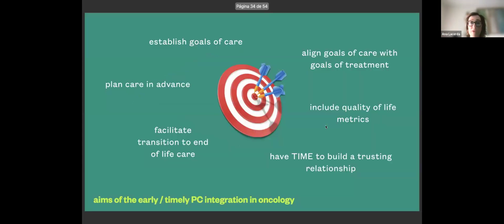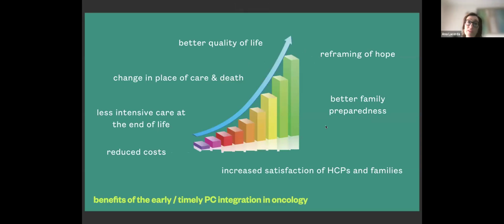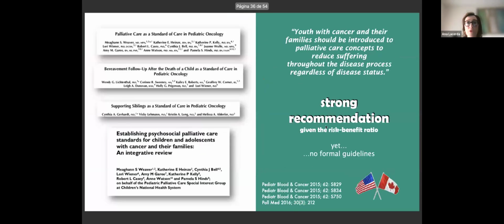But these are not opposing values, because really the aims of the early integration of palliative care into pediatric oncology, I think we can all support and align with these aims. This is what we want for our children and families. And the benefits are increasingly being recognized, and they go from a better quality of life, increased satisfaction of families, but also of healthcare professionals. And it's been also demonstrated that it can lead to reduced costs and less intensive care at the end of life. So this is really something that we need to recognize and to support.